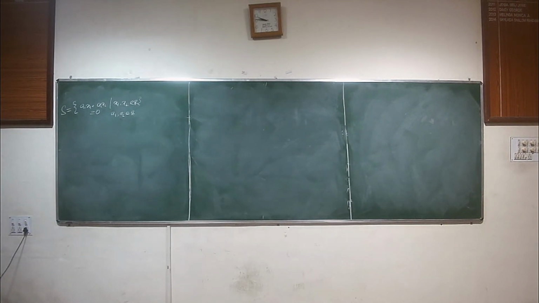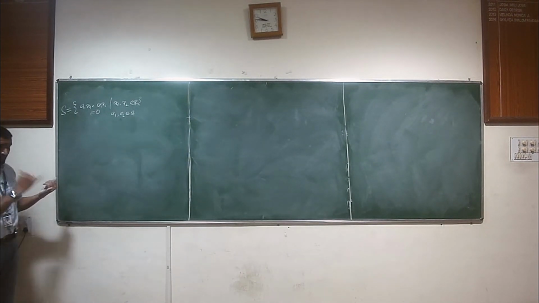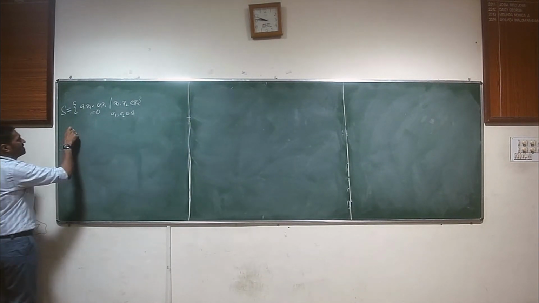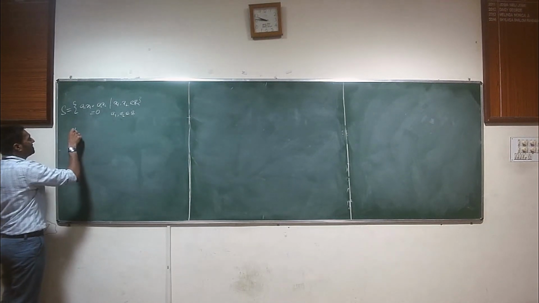How do you go about doing this? Then you have to find out if it's a vector space. You simply apply the two rules. It should be closed under vector scaling and vector addition. Okay. How do we verify vector scaling?